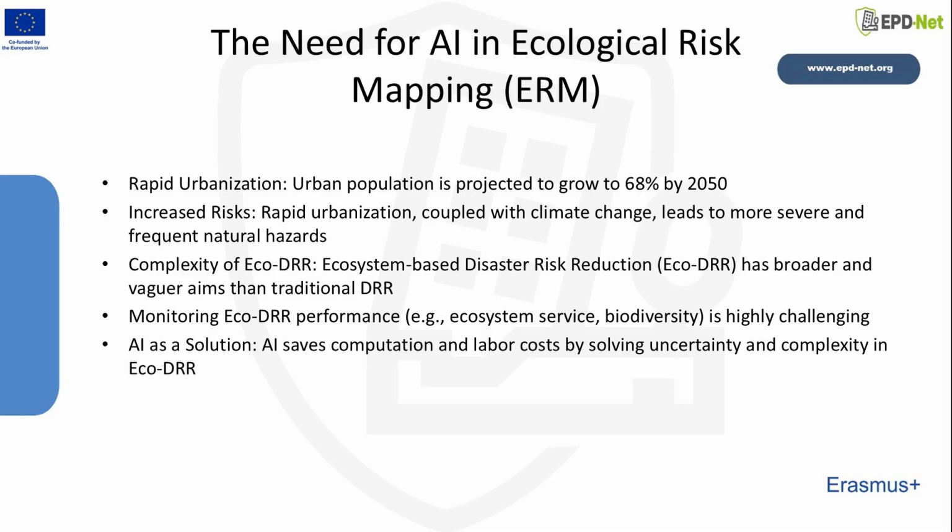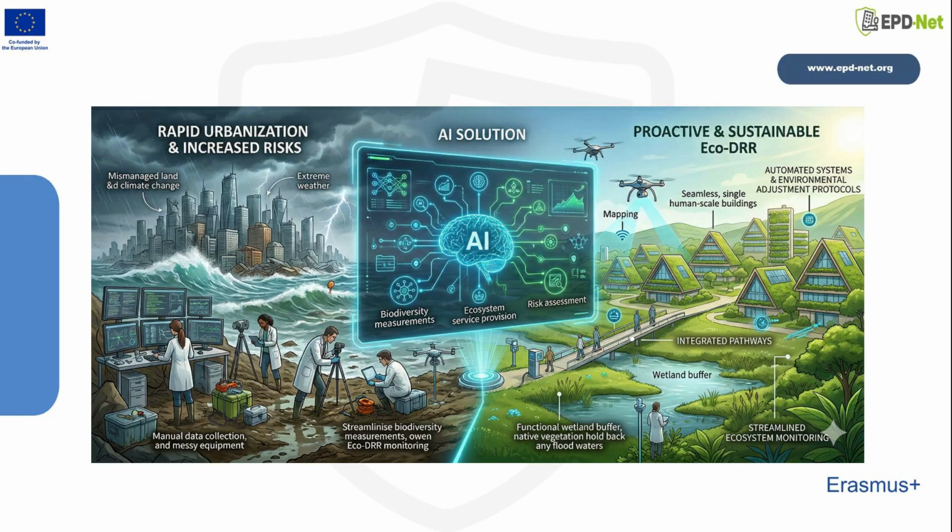While valuable, ECO-DRR presents unique challenges compared to traditional, engineering-based DRR. Specifically, the complexity of ECO-DRR is high. The aims are often broader and vaguer, and evaluating ecosystem performance is challenging. For instance, measuring complex parameters like ecosystem service provision, biodiversity, and environmental health is inherently difficult to monitor. This results in labor-intensive and computationally heavy work.